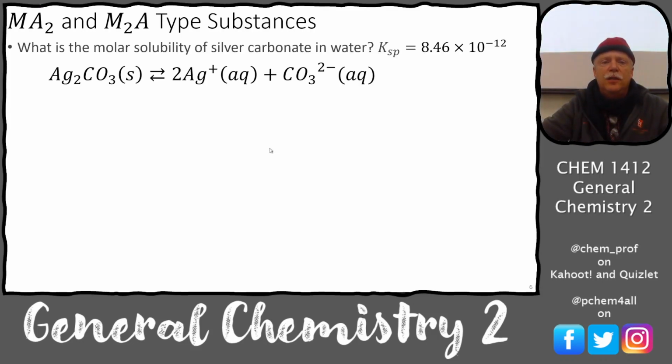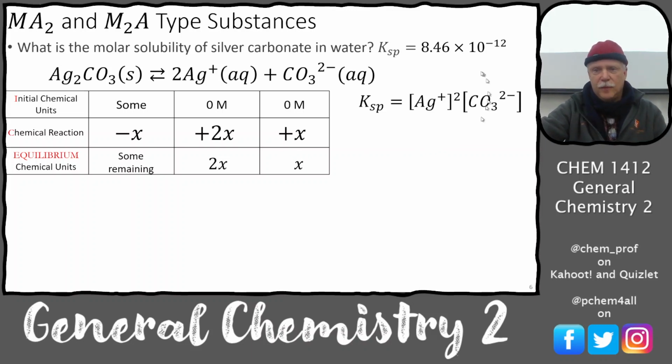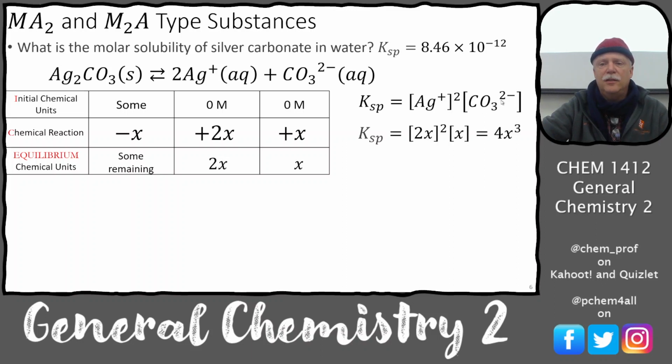So here we are, the 2 silver cations, the carbonate anion. Here's the ICE table. It just says in water, so we're going to assume water. So we assume that there's 0 silver and 0 carbonate to begin with. If we lose any silver carbonate from the solid, it shows up on the right as 2x for the silver and 1x for the carbonate. Then we write out the KSP.